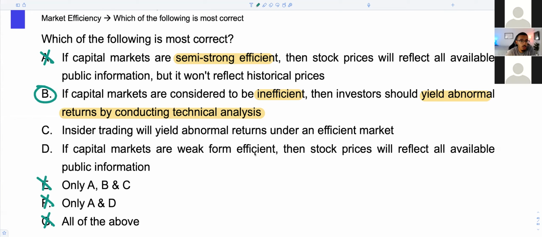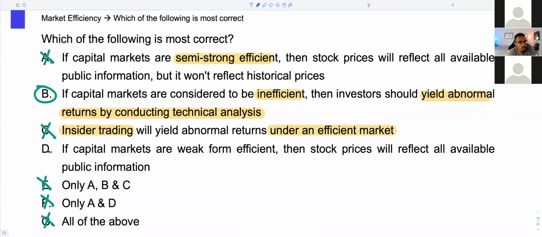So insider trading will yield abnormal returns under an inefficient market. Is that true or false? True or false? Under an efficient market, sorry. That's definitely false.